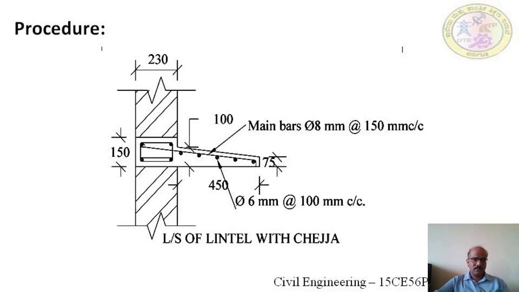All thickness is taken as 230 mm, and the depth of the lintel is given as 150 mm, and the projection of chhaja is 450 mm from the face of the wall, and the thickness of the chhaja varies from 75 mm at the free end to 100 mm at the junction of lintel and chhaja. At the face of the wall it is 100 mm.